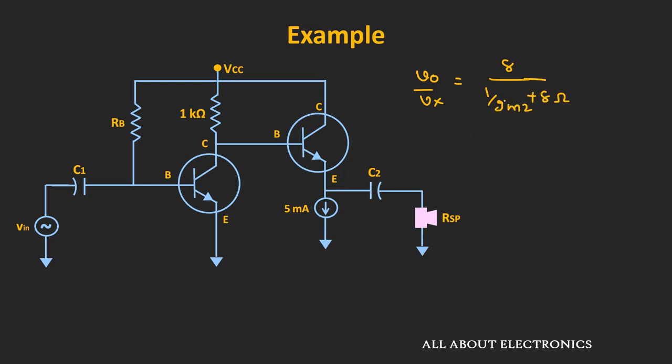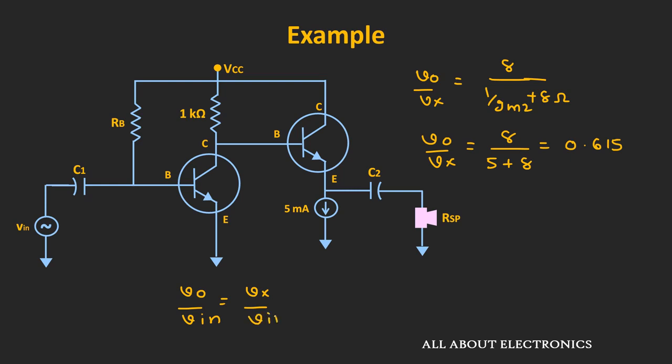And as we have seen, this 1 over Gm2 is equal to 5 ohm. That means Vout divided by Vx is equal to 8 divided by 5 plus 8 ohm. That is equal to 0.615. So the overall voltage gain Vout divided by Vin is equal to Vx divided by Vin times Vout divided by Vx. That is equal to minus 11.3 times 0.615. That is roughly equal to minus 7.